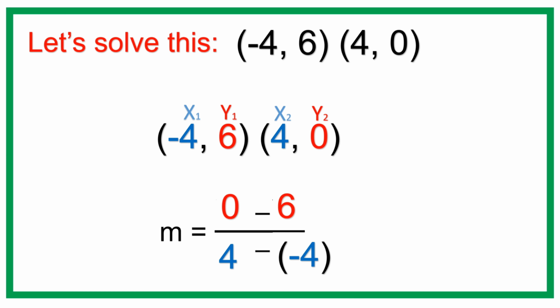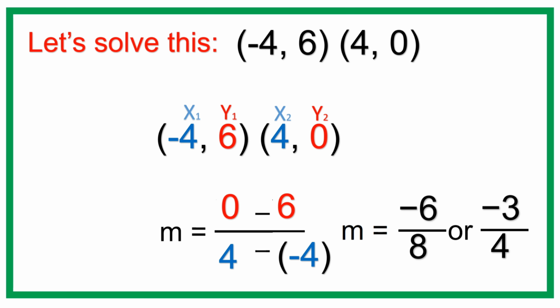Then let's simply solve this. 0 minus 6 is -6. 4 minus -4 is +8. So our answer, if we simplify it, is -3/4. Just like that. You got it.